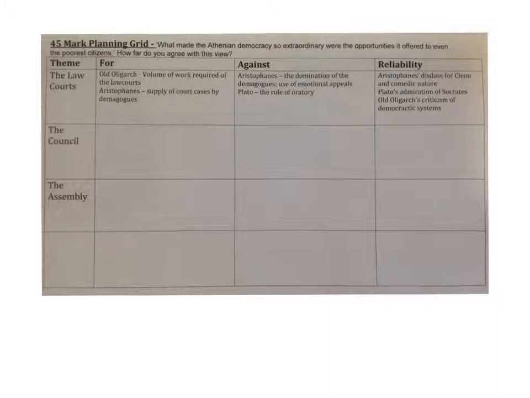Here I'm going to be talking, using the Old Oligarch and Aristophanes, about the volume of work provided for the law courts and the fact that the juries were kept well supplied. And in the against column, I'm going to be talking about the domination of oratory and emotional appeals as evidenced by Aristophanes and Plato. You might think that I've only included 3 writers in here, but just remember that I'm only taking you through the first part of my answer, the law courts, and I would have brought more writers in for the other 2 themes. For example, I might be talking about the speeches in the assembly as evidenced by Thucydides and Xenophon.